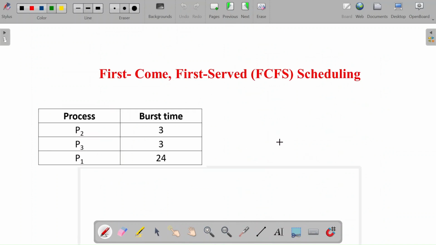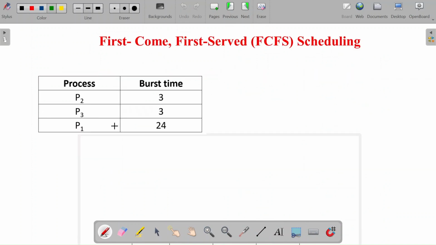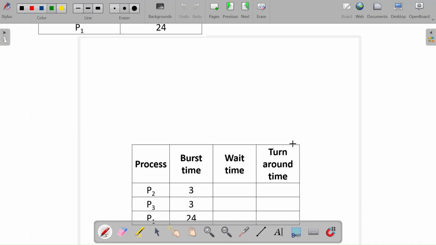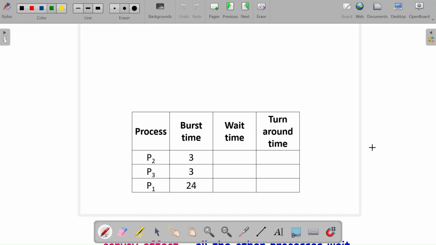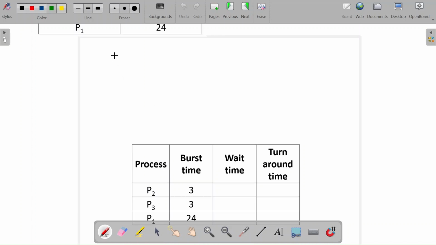Now, let's analyze what happened when there is a change in order of arrival of these processes in the ready queue. So, let us assume that P2 and P3 arrive earlier, before P1. All arrive at 0. But the order in which we are taking them is P2, P3, followed by P1. Now, let us again draw the Gantt chart.